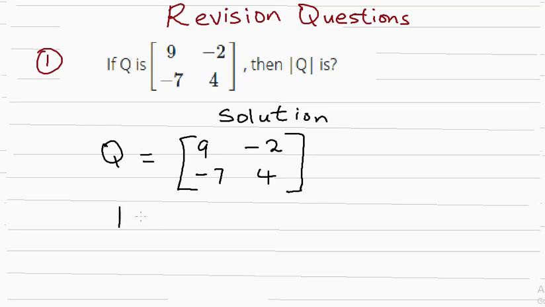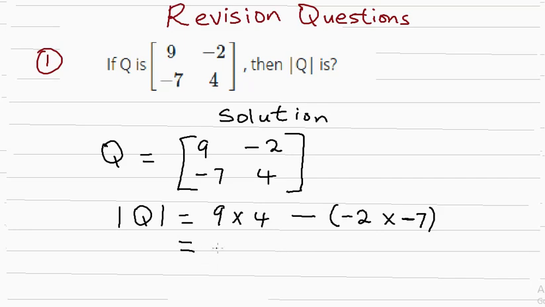So the determinant of Q is going to be equal to 9 times 4. That is the first diagonal, then minus the right diagonal, minus the left diagonal, right? So minus minus 2 times minus 7. So 9 times 4 should be 36, and minus 2 times minus 7 is plus 14.